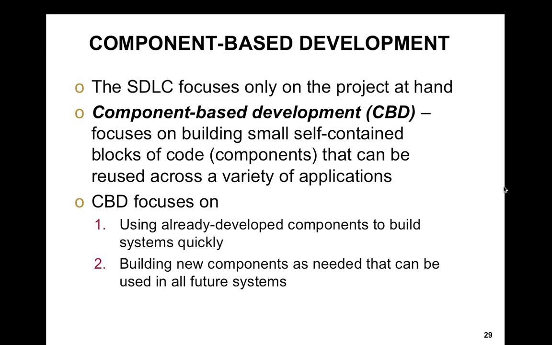Okie dokie, so we have component-based development. So let's say we don't want to do a software development lifecycle. It focuses only on the project at hand. If we wanted to do a component-based development, we can focus on building small self-controlled, self-containing blocks of code or components that can be reused across a variety of different applications. So we're building a print component or a scanner component or something that can work with a variety of different systems. So the focus is on already developed components to build systems quickly. So we have the best of both worlds because we don't have to worry about the new innovative development. Rather, we can just buy a component, put the components together.